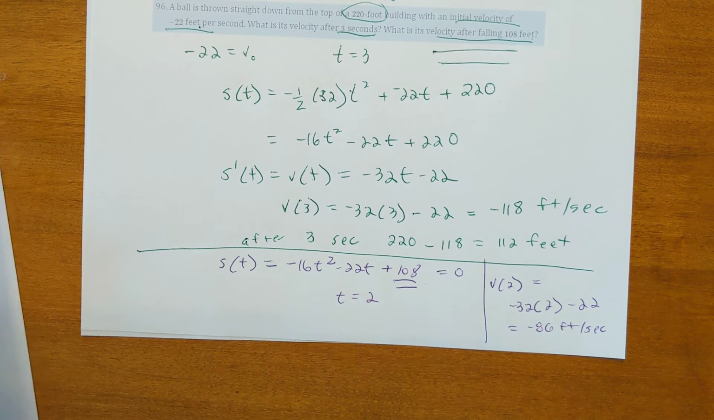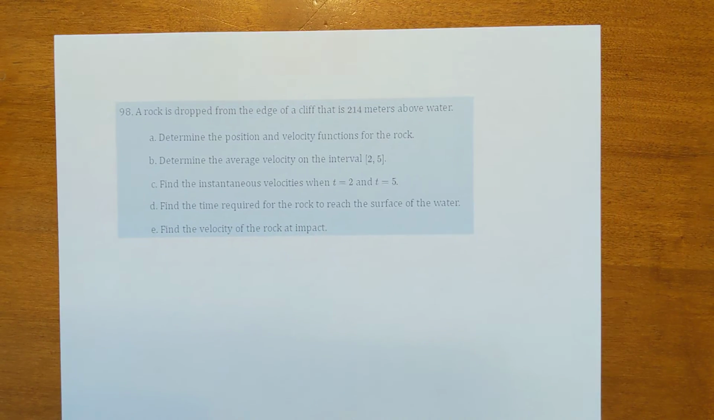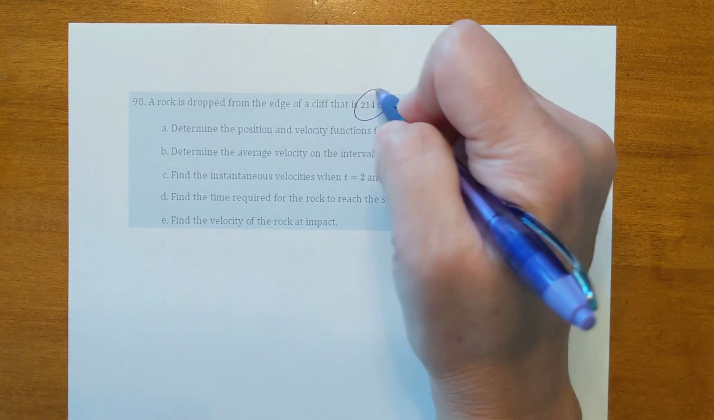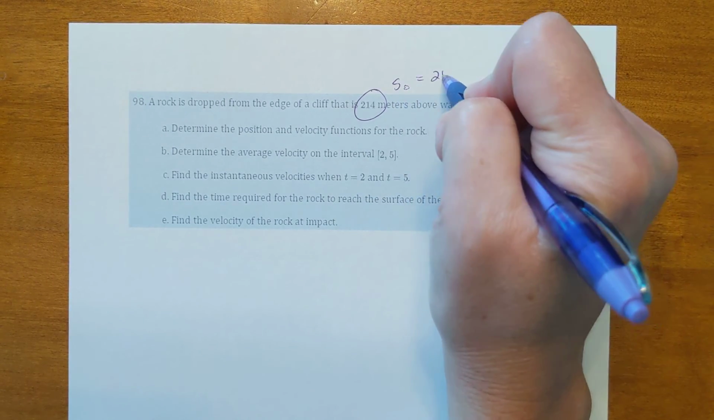All right, last one. We've got one more of these, which you really do need to watch. The last one here says a rock is dropped from the edge of a cliff, which is 214 feet above the water. So that would be s sub 0.